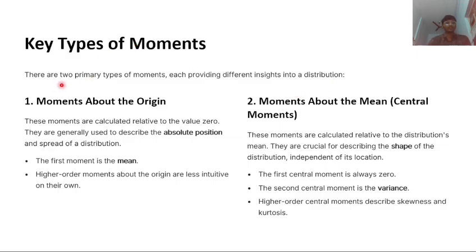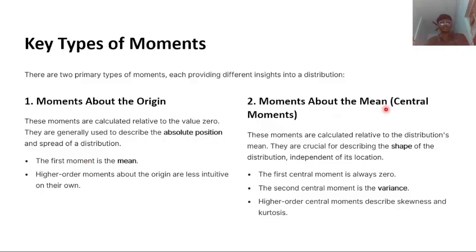If you see here, moment about the origin, this moment gives the calculation relative to zero. They are generally used to describe the absolute position and spread of the distribution. The first moment is called the mean, and higher order moments give less insight on their own.